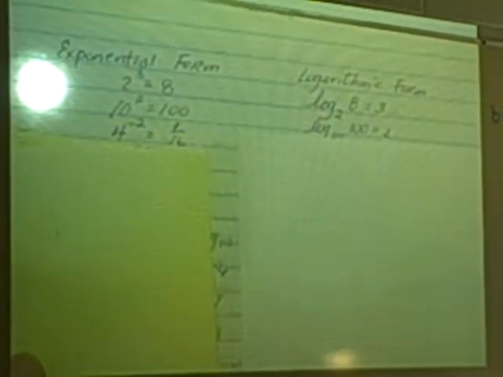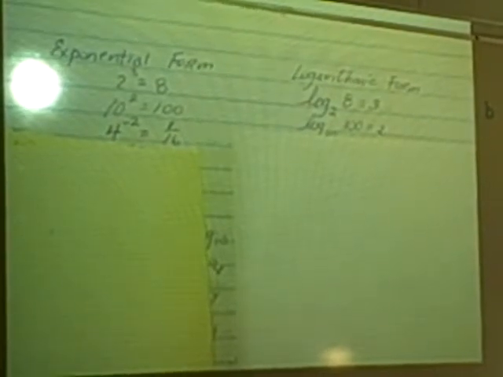Okay. How about 4 to the negative 2 is equal to 1/16? Log base 4 of 1/16 equals negative 2. That's a lot of numbers. So can my exponent be negative?